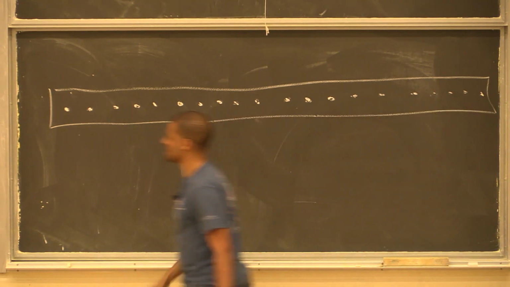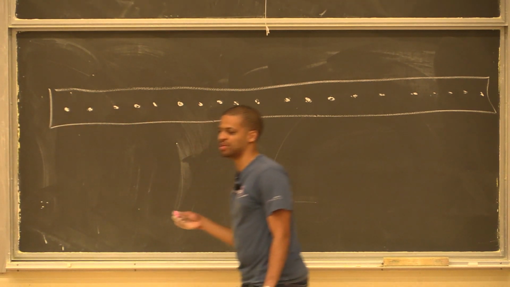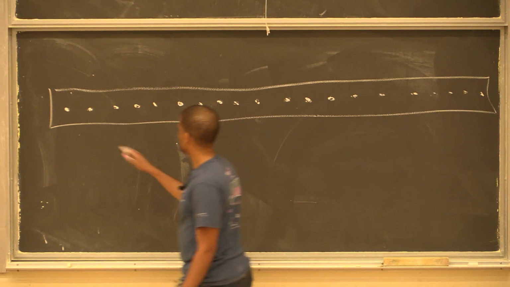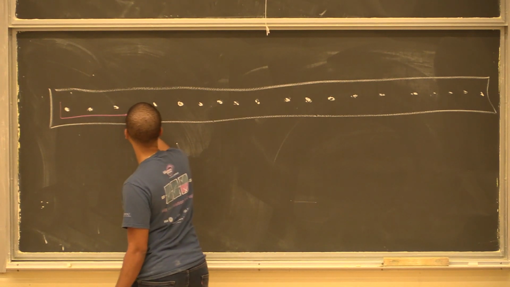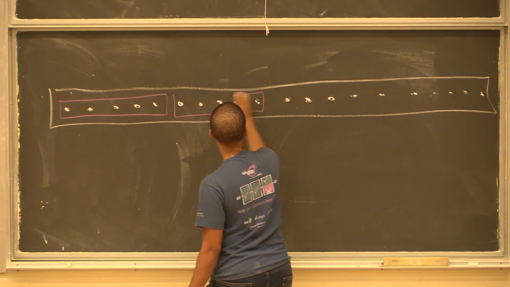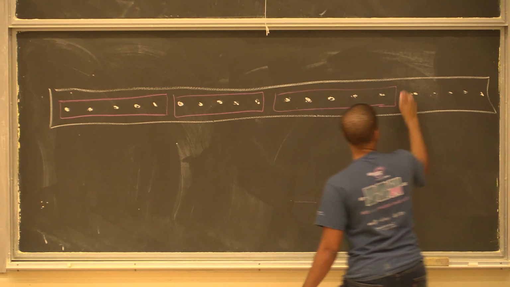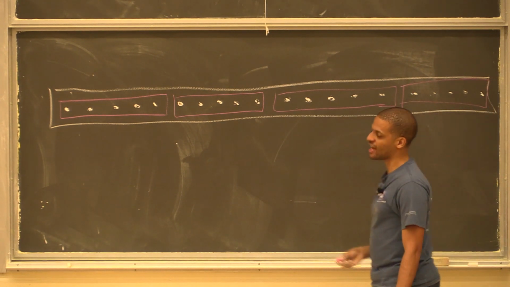Okay, now here's where things get a little weird, but I will justify the weirdness when we analyze this algorithm. The weirdness is not out of nowhere. So I'm going to group the entries into blocks of size 5. I'll take the first 5 entries in the array, the next 5, the next 5, etc. So basically, there are n over 5 groups.